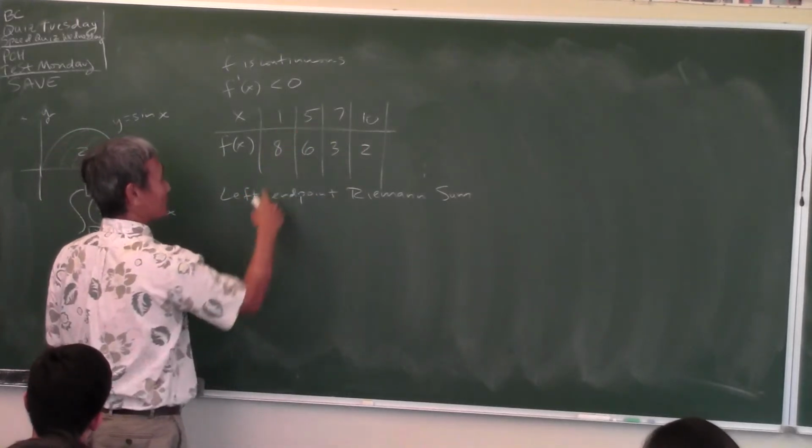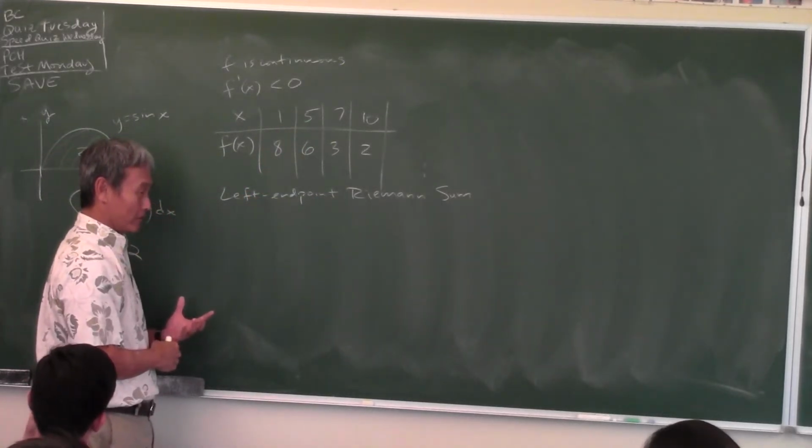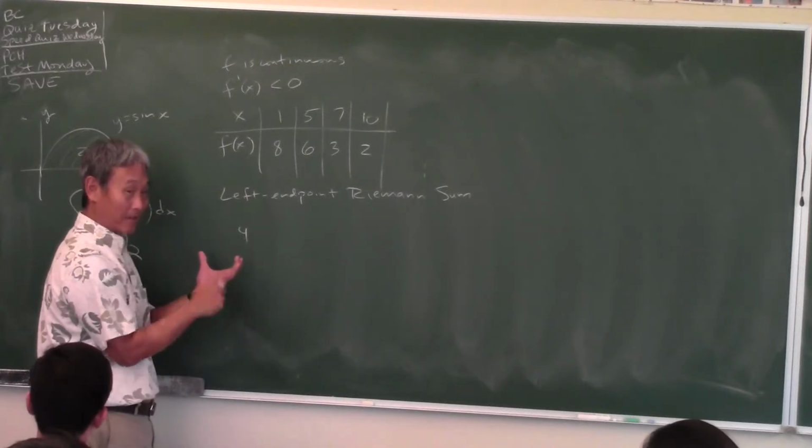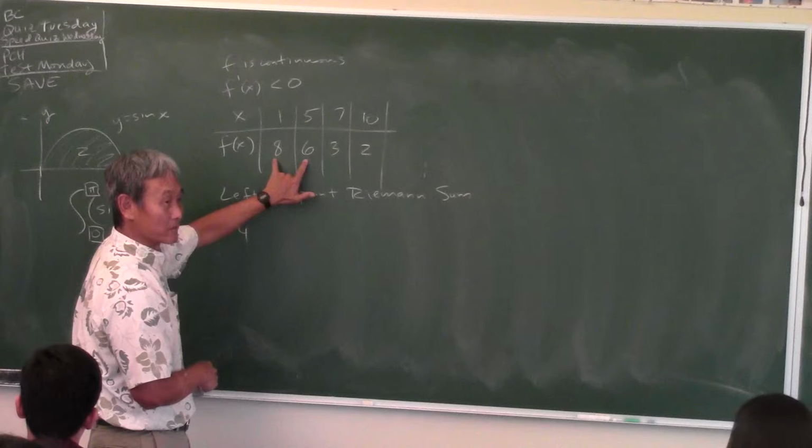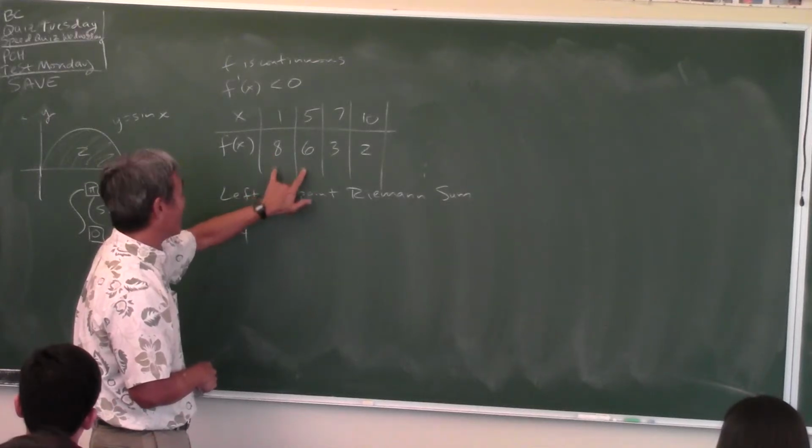How far is it from 1 to 5? 4. So that's the base of the rectangle, right? On the x-axis. That's the base. And look at the two y coordinates. Which one do I use? The 8 or the 6? 8. The one that's on the left.